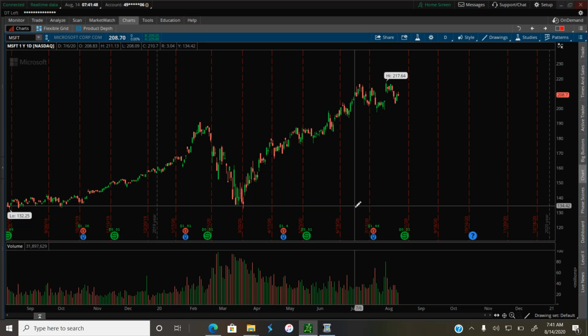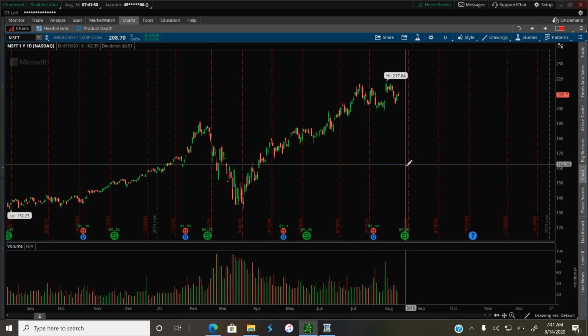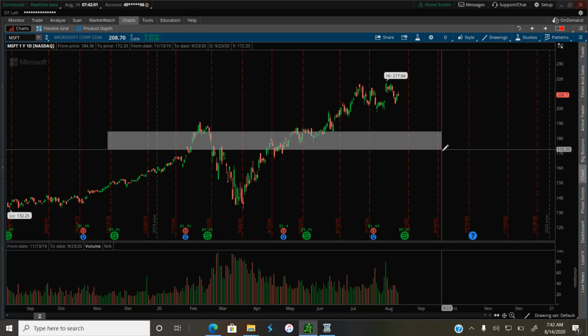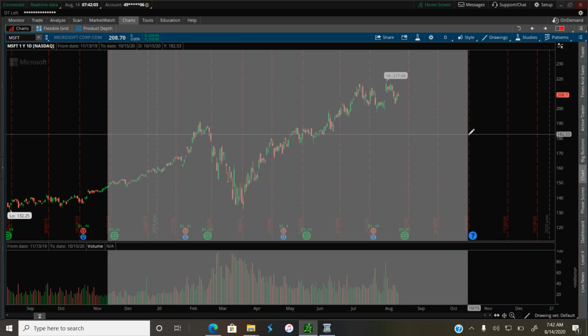Hello guys, in this video I'm going to teach you how to find support and resistance. What you're looking at right now is the stock Microsoft. Now this is a world with no rules. Notice how there's nothing here, just these candlesticks.